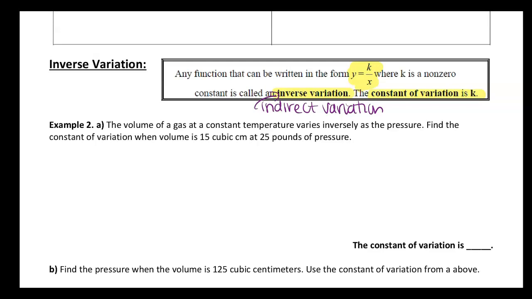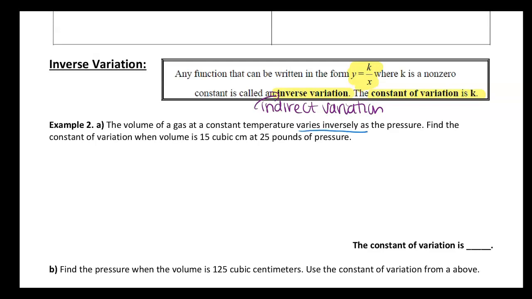So let's look at the very first question. The volume of gas at a constant temperature varies inversely as the pressure. Find the constant of variation when the volume is 15 cubic centimeters at 25 pounds of pressure. Okay, that very first sentence: the volume of gas at a constant temperature varies inversely as the pressure. This little part that I'm underlining right now in blue, varies inversely, is your kind of slap in the face that you have an inverse or indirect variation.